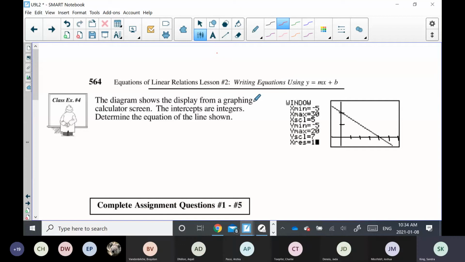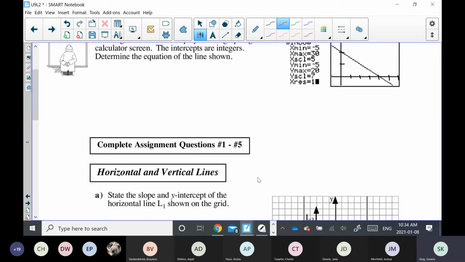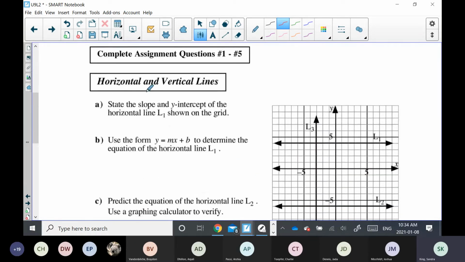Okay, so this video is for lesson 2, and this is part 2 for lesson 2. We are on page 564 of your student workbook. In part 1, we finished class example number 4, and I gave you this for your homework. And now what we're going to do is look at the equations of horizontal and vertical lines.